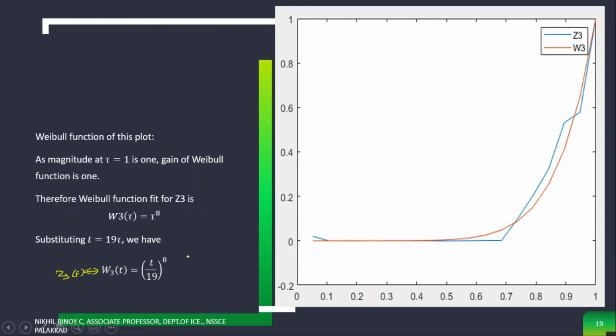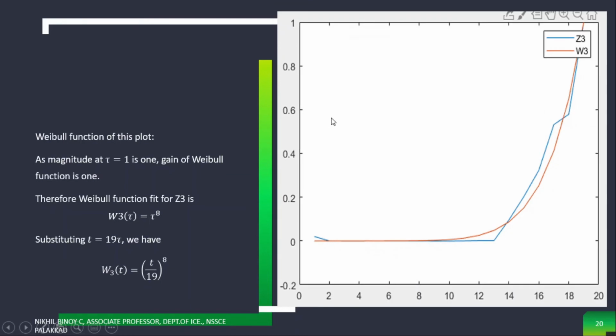So what about the corresponding graph? This is W3 of tau corresponding to Z3 of tau. Now what about Z3 of t and W3 of t? We are converting the time back to the original time, that is t. We are converting tau to t. So now we have the original t. This independent variable is now not tau, it is t. So here we have W3 of t and Z3 of t.